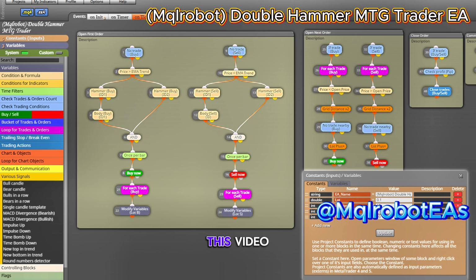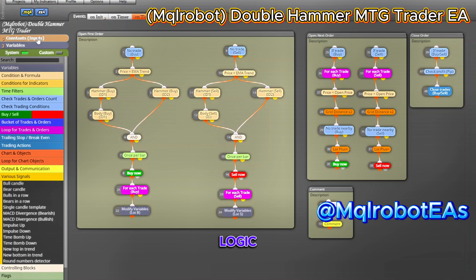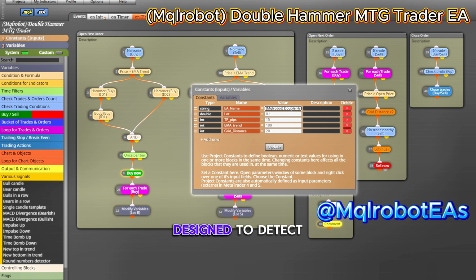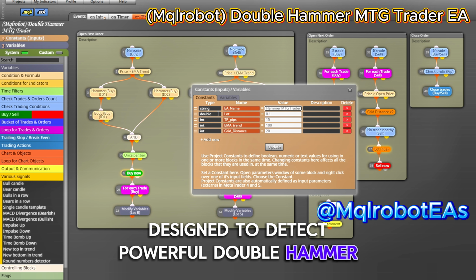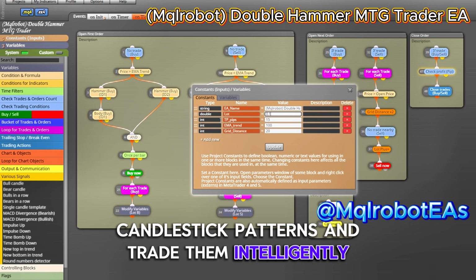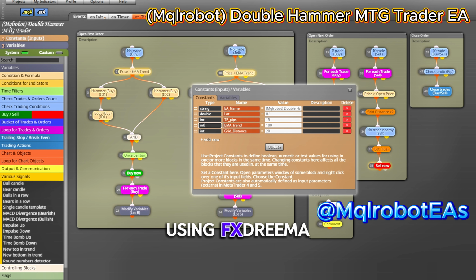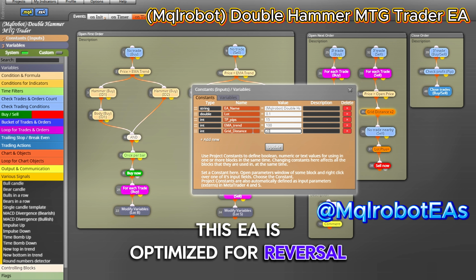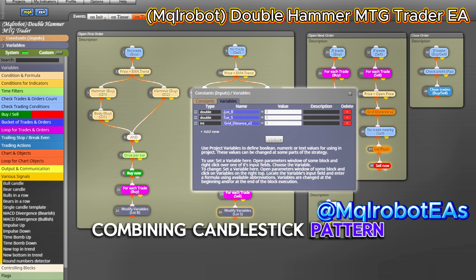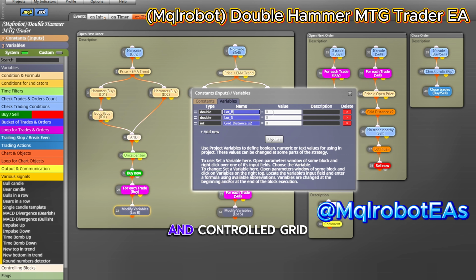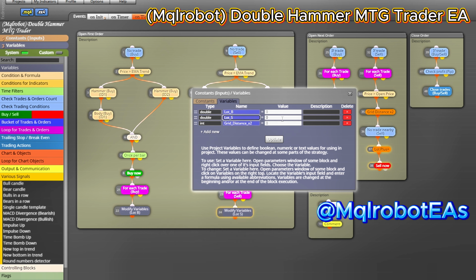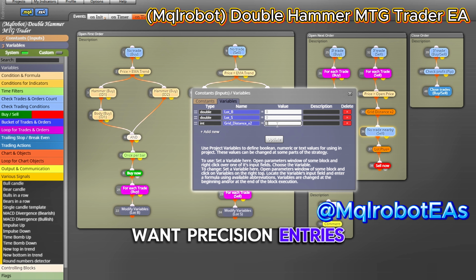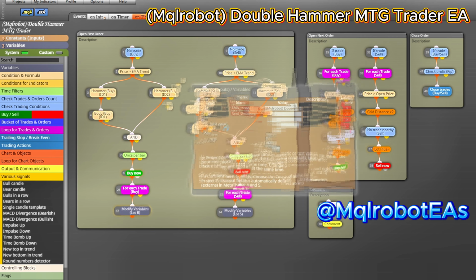MqlrobotEAs. In this video, we'll walk through the structure and logic of the Double Hammer MTG Trader EA, an expert advisor designed to detect powerful double hammer candlestick patterns and trade them intelligently using FXdreema with no coding required. This EA is optimized for reversal detection, combining candlestick pattern logic, EMA trend filtering, and controlled grid trading strategies. It's built for MetaTrader 4 and is ideal for those who want precision entries based on candlestick behavior.